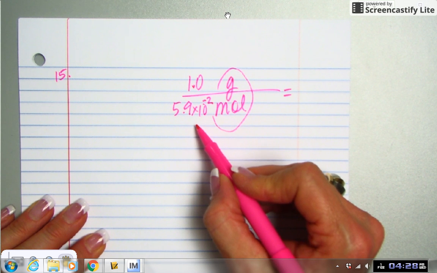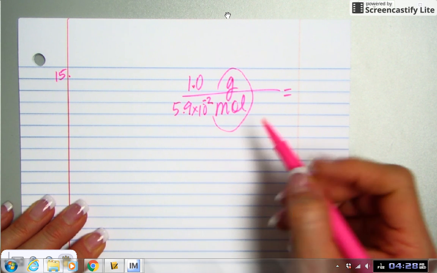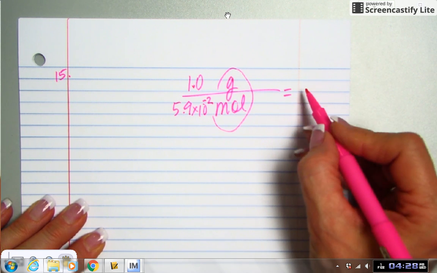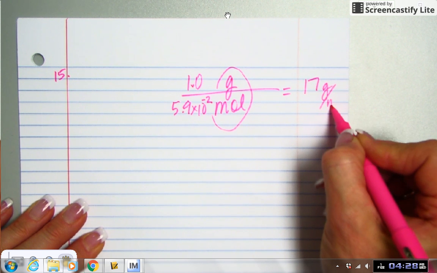1.0 divided by 5.9 times 10 to the negative 2, and that's going to give you 16.949, which would round to 17 grams per mole.